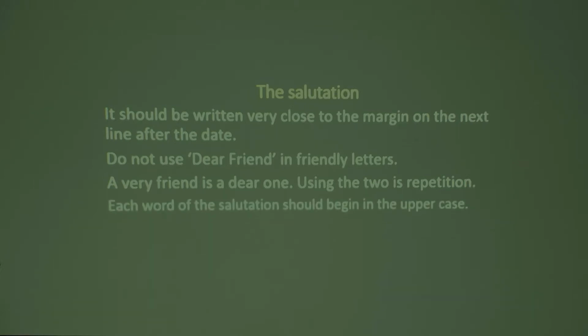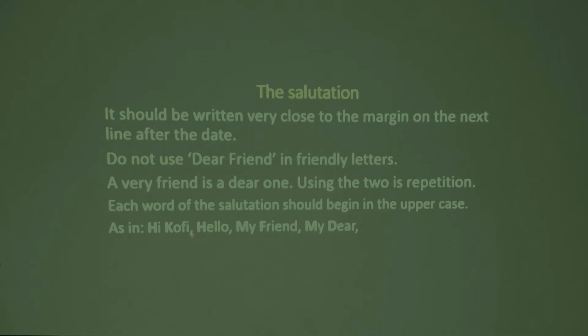So each word of your salutation should begin in the uppercase. If the salutation happens to be 3 words, each word should start in the what? Uppercase. When we say uppercase, you understand me? Capital letter. As in, Hi, Kofi. Hi, Kofi has 2 words. Hi, 1, Kofi. So the H should be capital. Kofi should also start with what? Capital. Take note. That's why I have boldened it for you to take note.